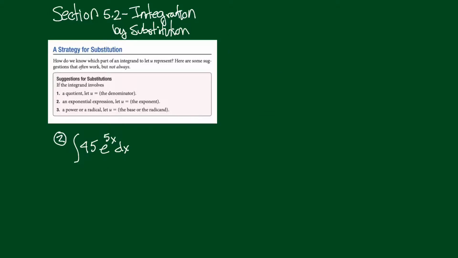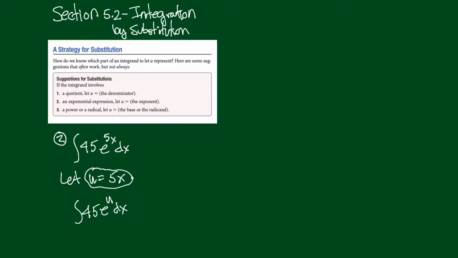Now in the second example, we have an exponential. That'll be this one right here. So the suggestion is to let u equal the exponent. And the exponent here is 5x. So the suggestion is to try this. Let u equal 5x. Now I learned to circle that so we can find it later. So what we've got so far with that substitution is the integral of 45 e to the u dx.